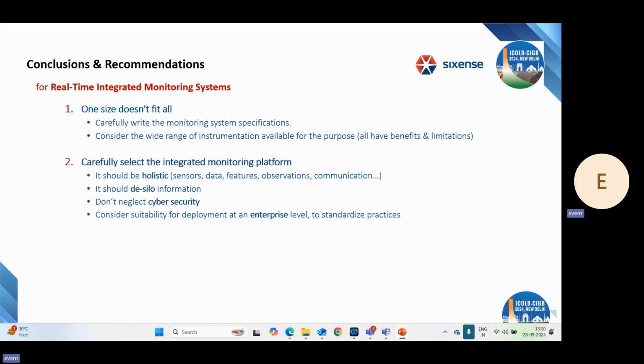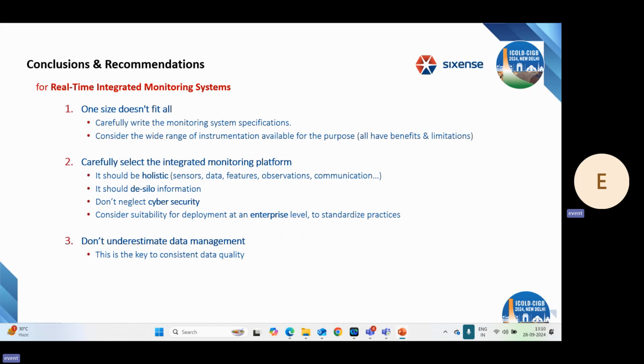Of course, cybersecurity is important. And again, consider the suitability for deployment at an enterprise level. We've seen this mentioned a few times. Don't underestimate the data management. This is really the key to data quality. Okay, we don't just install a monitoring system and forget about it. We've got to look at the data.